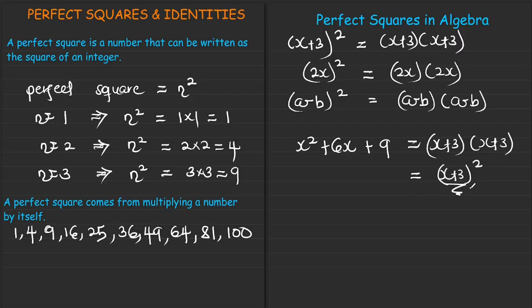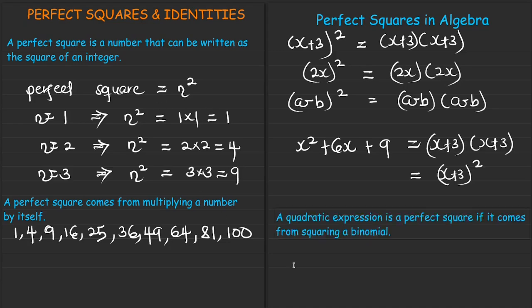The term is going to multiply itself. It is only this that lets us confirm that the quadratic expression we have here is a perfect square. Why? Because its factors, when factorized, are the same. So it is important to take note once again that a quadratic expression is a perfect square if it comes from squaring a binomial. As simple as that.